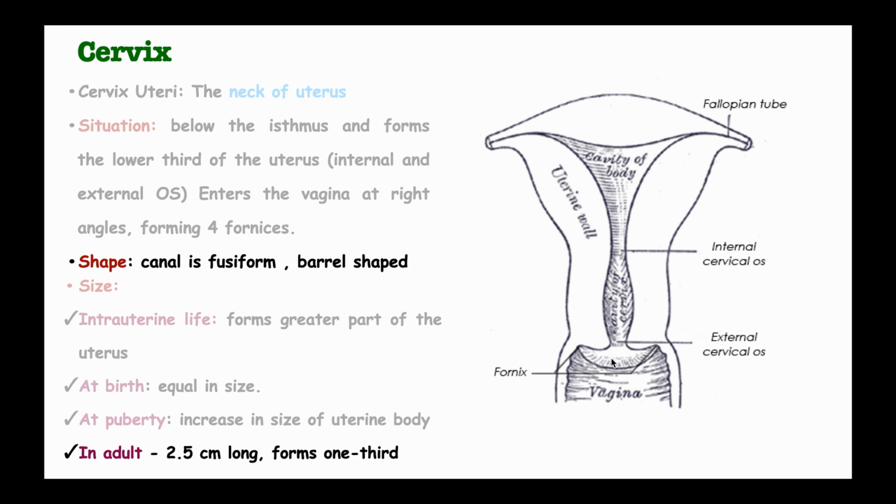As it enters, it forms the fornixes. So we have the anterior fornix and the posterior fornix, as well as the two lateral fornixes. As you can see, it also looks like a barrel in shape, and this forms the cervical canal. So here is our internal os, and here is our external os.